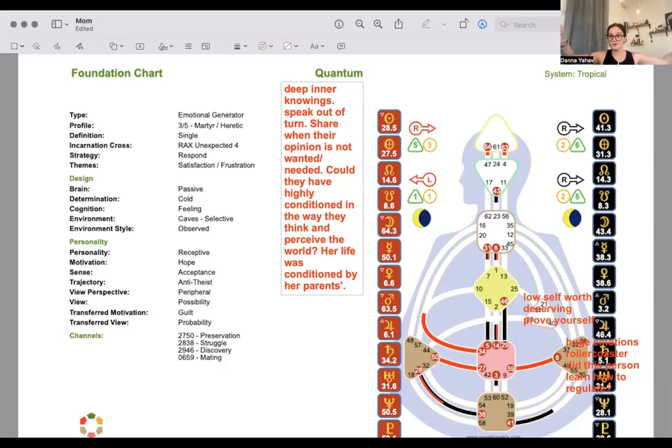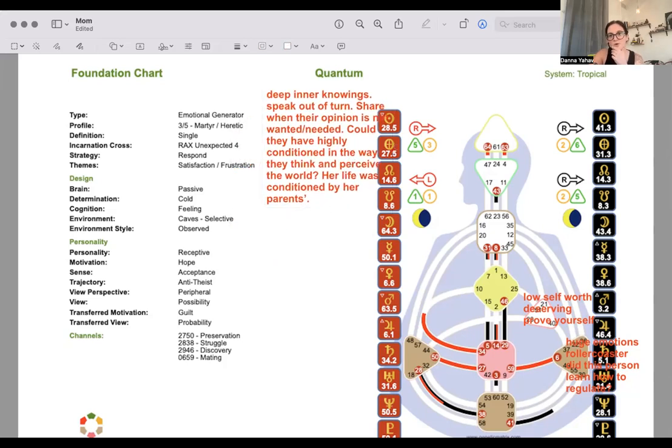Her parents came from different countries, her dad from Germany, her mom from Poland, literally escaping right before the Holocaust. So how might those fears, those perceptions of life, all of those thoughts and that energy deep within them have affected the way that her openness, her undefined centers, behave? So I want to consider all of that as well.